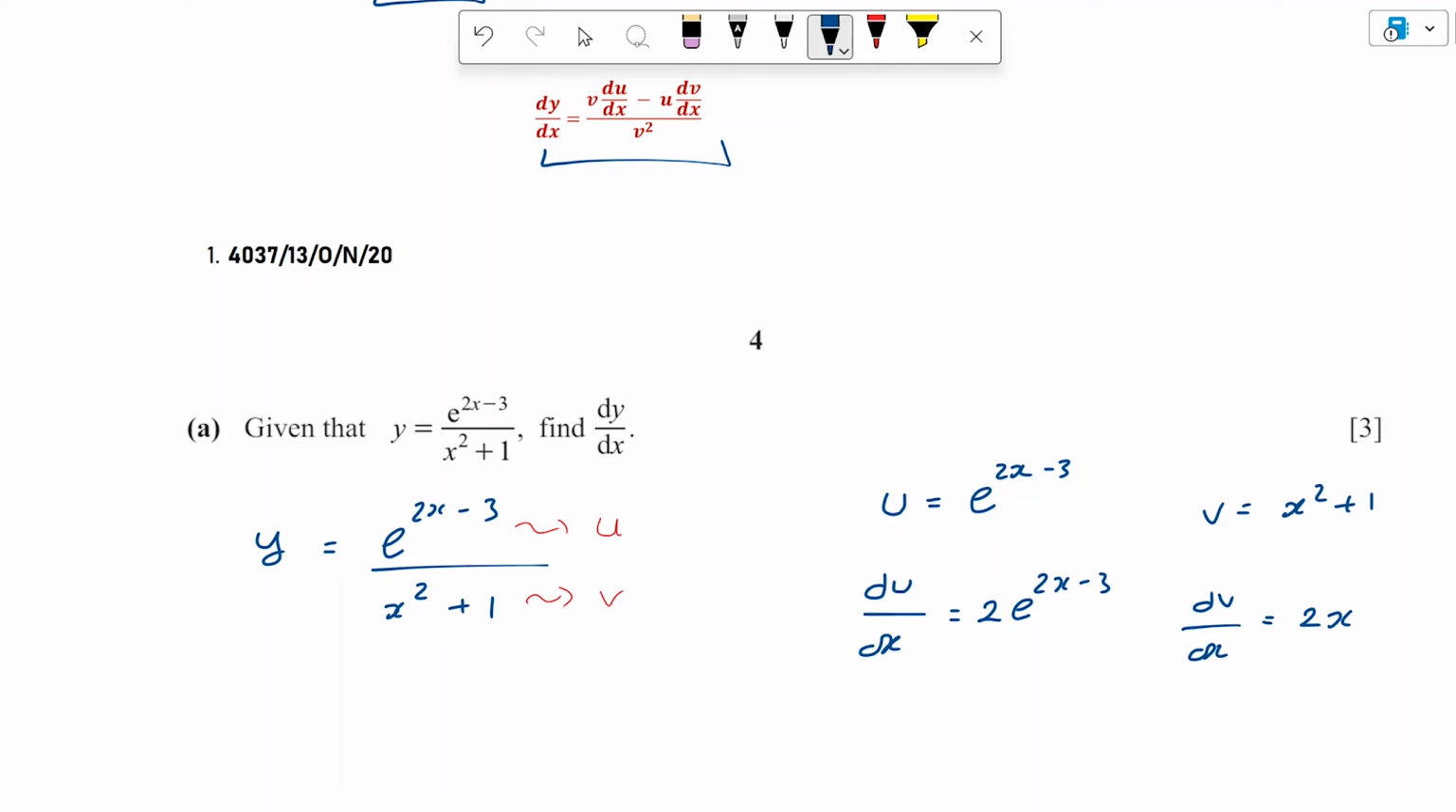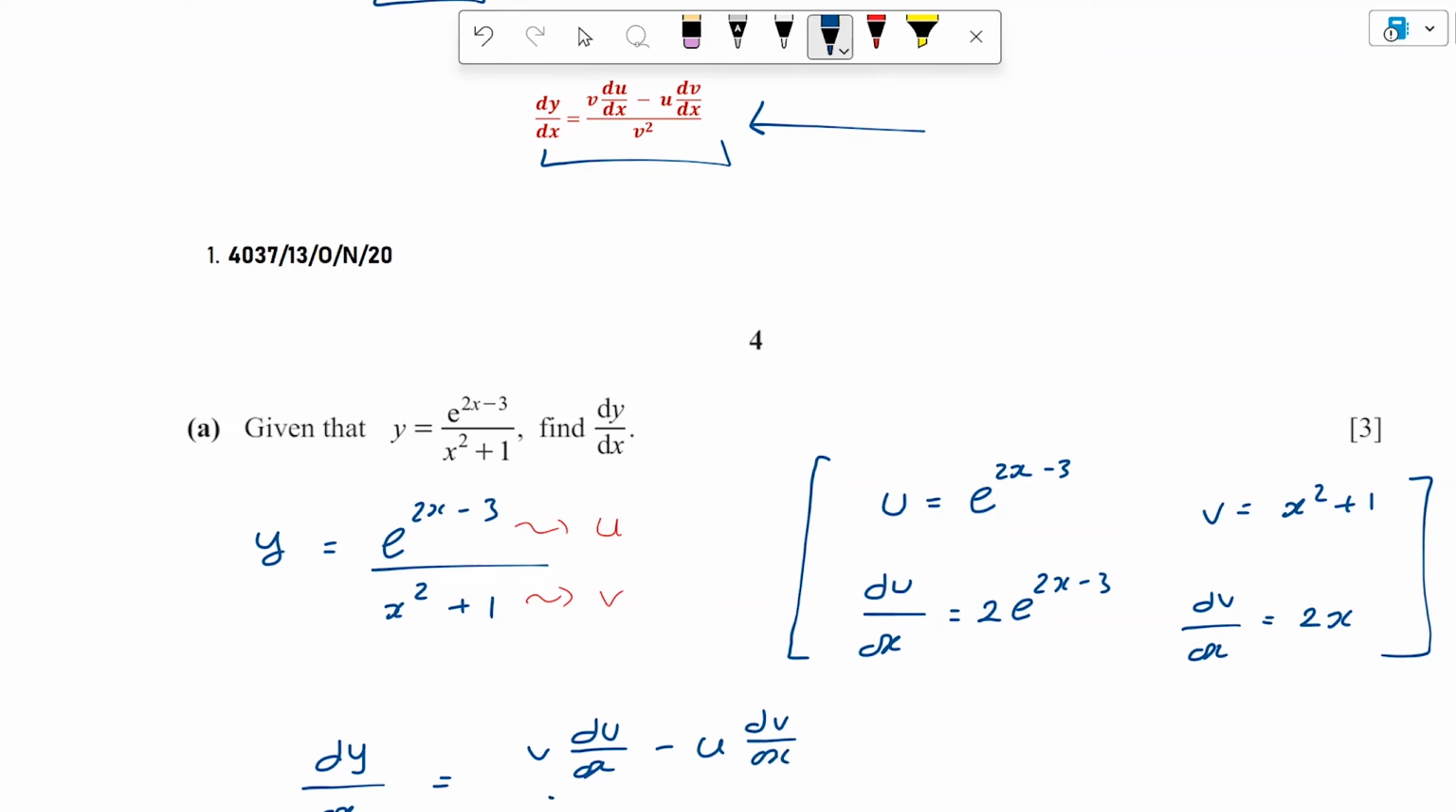That's it. Now that we've found out our u, v, du over dx and dv over dx, we can now plug these things into this equation. So, what I want you to do is rewrite the equation: dy over dx is equal to v du over dx minus u dv over dx, over v squared.